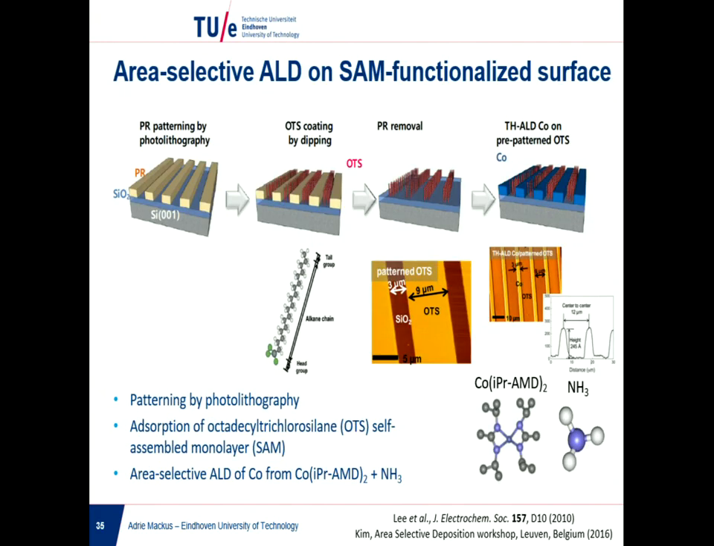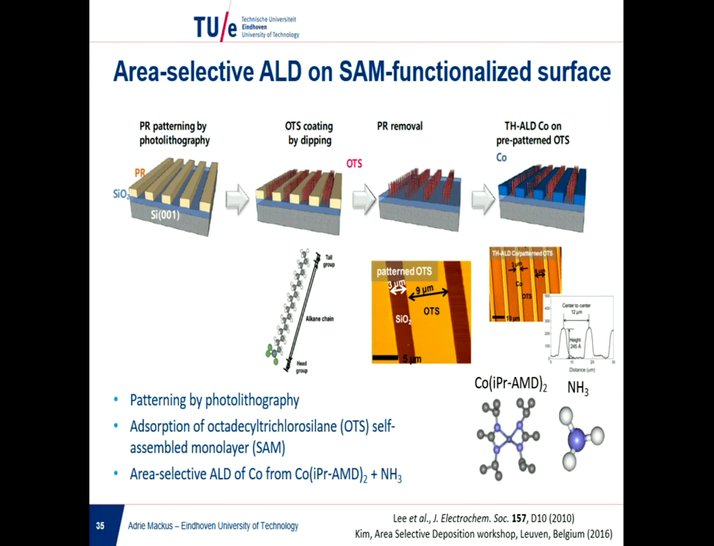So let's look at an example. Here in this example, the goal was to do area-selective deposition of cobalt. What they did here is they used conventional patterning or lithography to pattern a resist layer. Then they dipped this sample in a solution containing these molecules, octadecyl trichlorosilane. Also these are the long chain molecules that I just described.